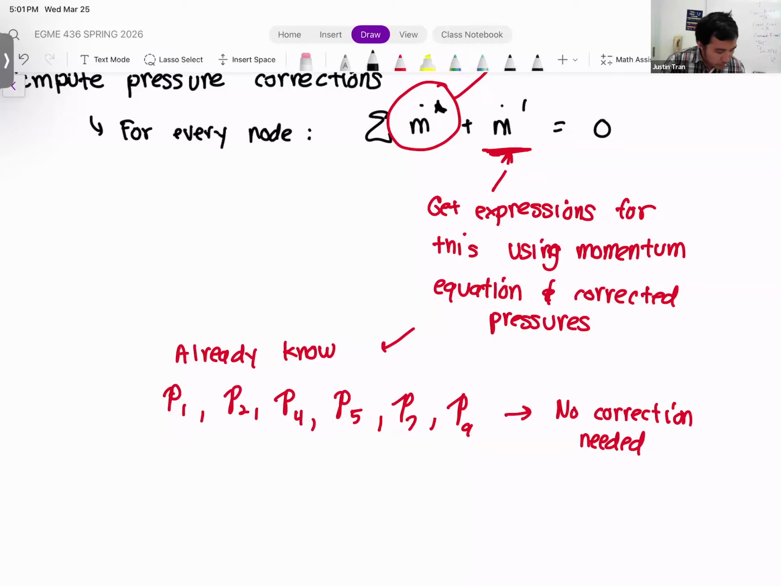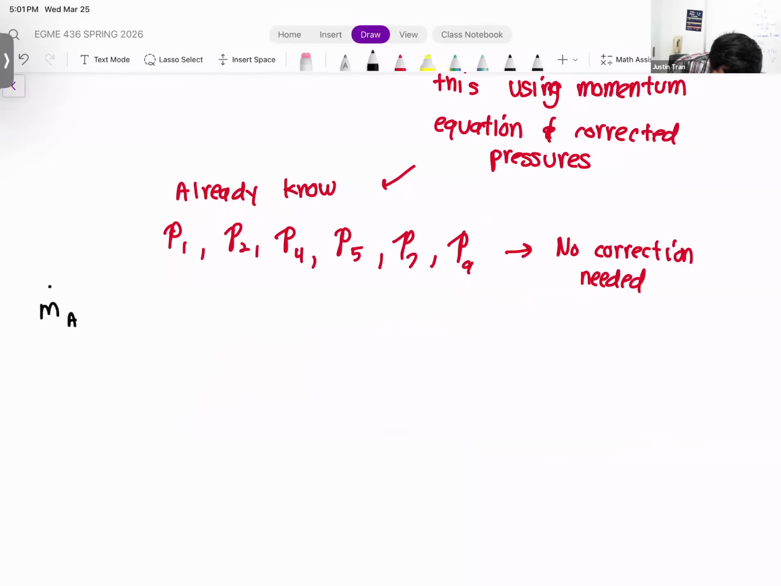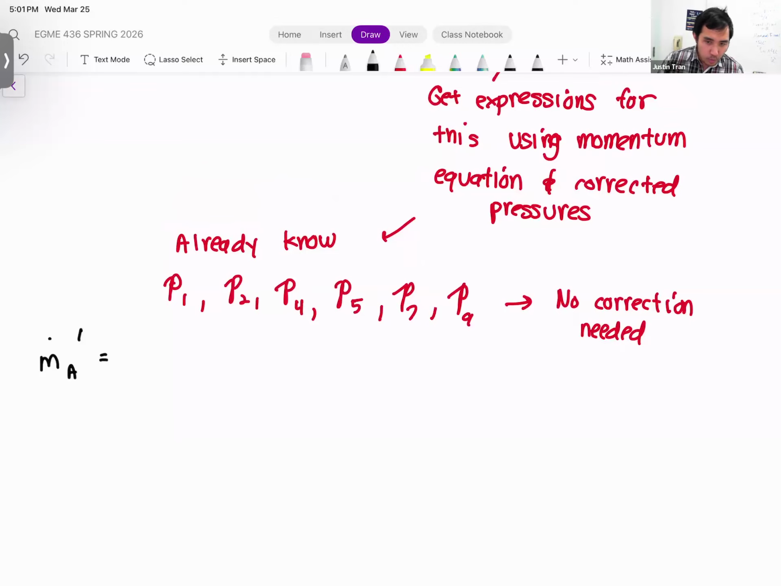Okay. So we're going to get expressions for our corrected mass flow rates that only involve our corrected pressures. For instance, m dot A prime. m dot A normally is the difference between P1 and P3, right? But P1 is already known. And so our corrected m dot A is just going to be minus dA multiplied by P3 prime. So we're only going to include the contribution from the corrected pressure.